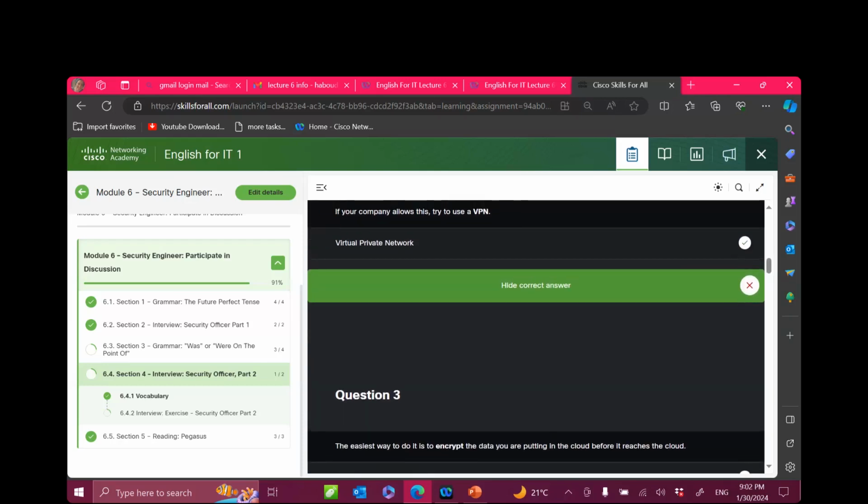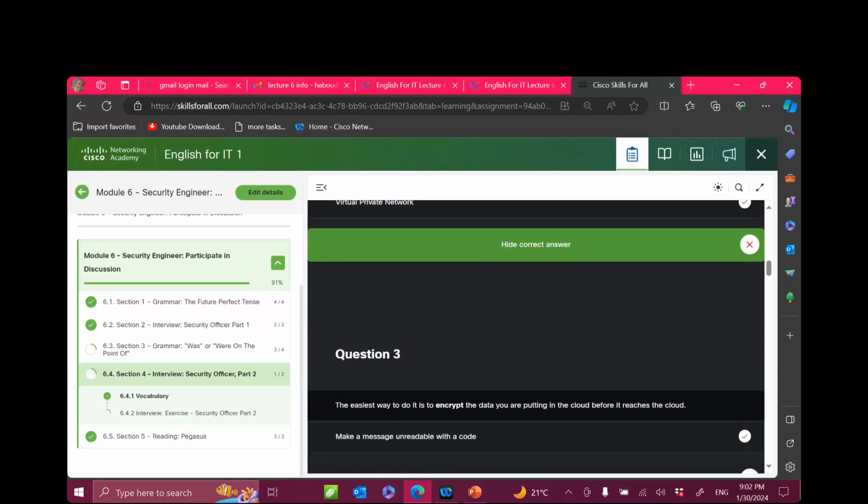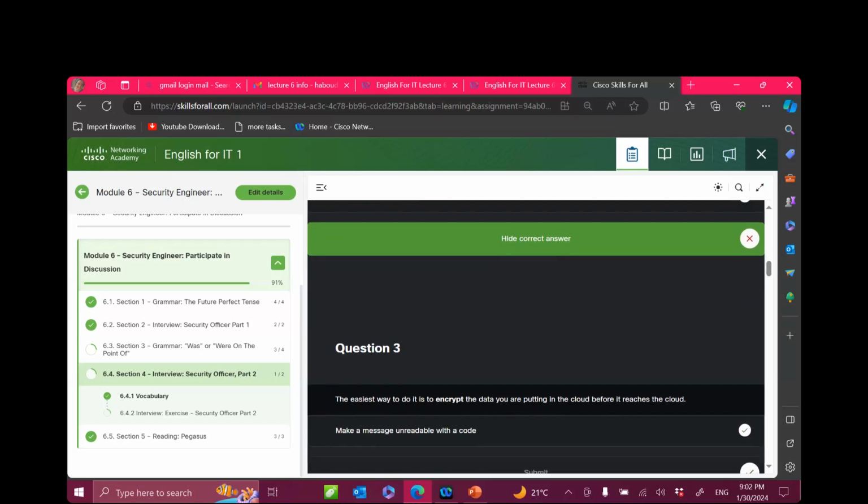Okay. Next, question 3. The easiest way to do it is to encrypt the data you are putting in the cloud before it reaches the cloud. So what do you think here? Make the message readable with a code. So encrypt, have a look at the word encrypt. What's the meaning of encrypt? To make a message unreadable with a code. نشفرها يعني, okay?